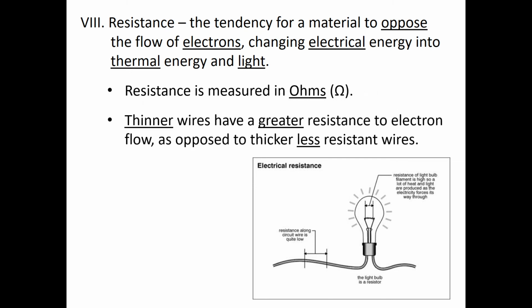Thinner wires have greater resistance to electron flow compared to thicker wires. Thicker wires have more metal and more pathways for electrons to flow through. So think of it again, the water analogy. You can think of it as water being pushed down a hose. If you have a very thin hose, you can't get too much water to go through it. If you have a bigger hose and you're still pushing with the same force, more water will flow through it.